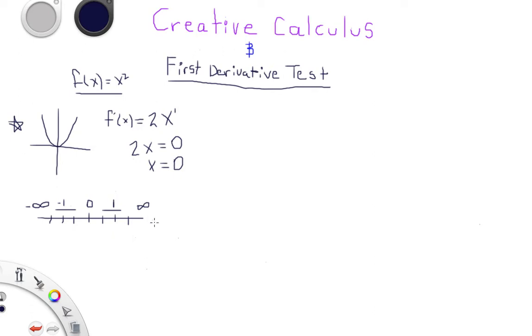Then you can make yourself a little number line down here, and put your critical points on it, and then find your intervals. So we have one interval on this side of 0 to positive infinity, and then we have another interval on this side of 0 to negative infinity. And now that we have that, you can plug in values, like the ones I've picked here, in the intervals and plug them into the derivative.